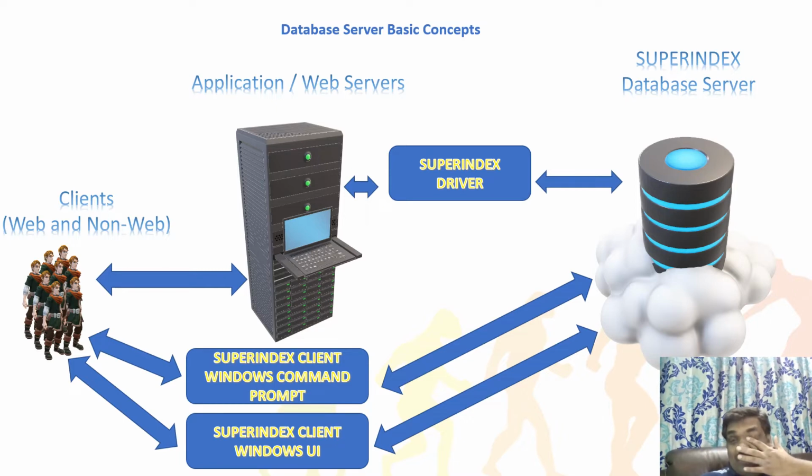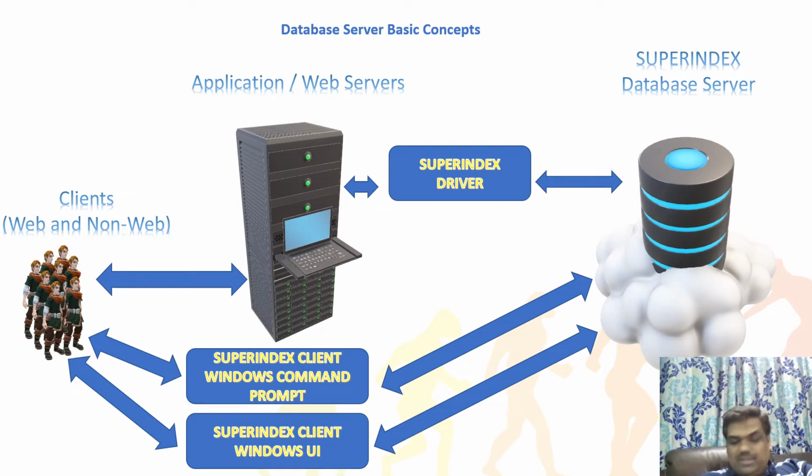If you want to connect to the database server, you need a client. In the Windows operating system world, that could be a UI-based client. You can open a client, log into the database, and do whatever operations you want. Or sometimes you can open the Windows command prompt and type that you want to connect to this database, how many records there are, insert a record, delete a record, or select a record. For that, we need a client.